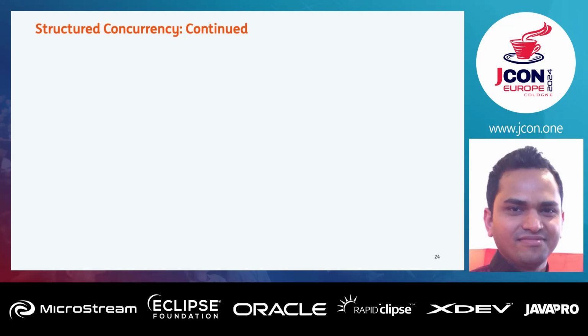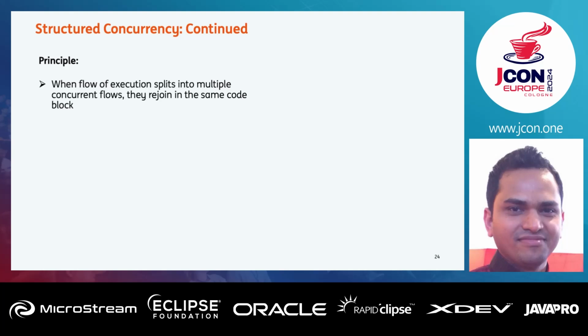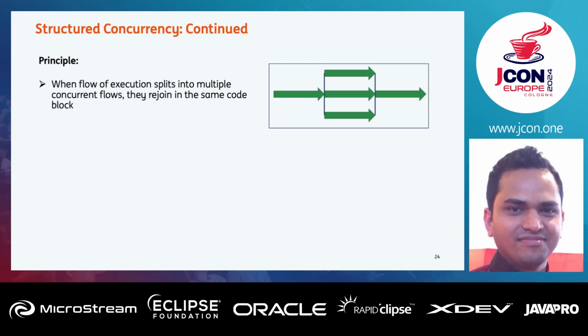A bit more about structured concurrency. So the principle is that when flow of execution splits into multiple concurrent flows, they rejoin in the same code block. For example, here, the same example from the previous slide, you have a main task, 3 subtasks. When all of them are finished, you continue with your main task. Now, if you see the implementation of this using Structured Concurrency API, you will see that the forking and joining happens in the same code block. I will show that in a bit. So what are the advantages of doing that?